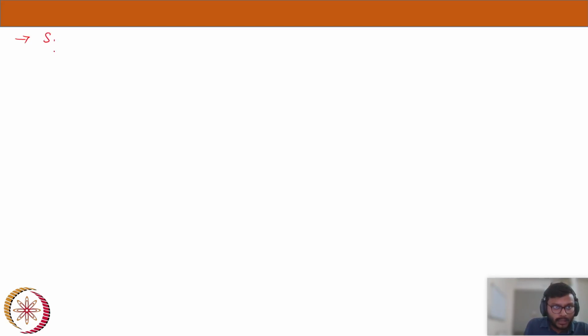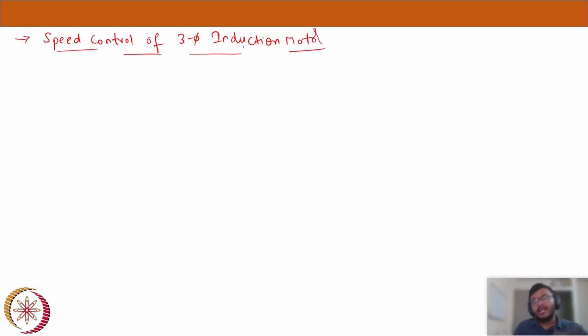So the topic for today is speed control of three-phase induction motor. Let's say we have a three-phase induction machine with us, and it has certain torque speed characteristics. We know how a torque speed characteristic will look.